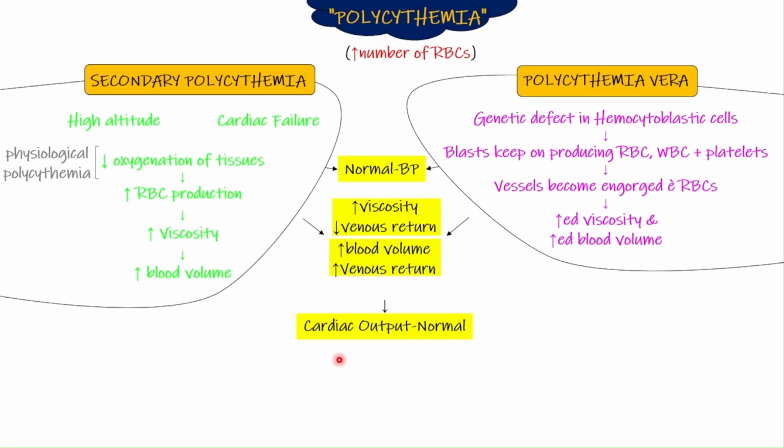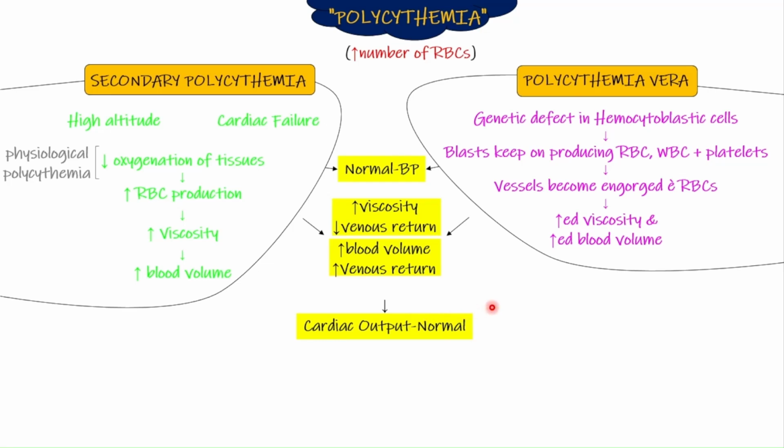So cardiac output will be normal. Why will cardiac output be normal? Because the venous return will be normal. And why will the venous return be normal? Because one factor is decreasing venous return and the other factor is increasing venous return. They both will counterbalance each other. So in the MCQs, if it comes, you will have to take the option that polycythemia causes normal blood pressure, normal cardiac output, and normal venous return.